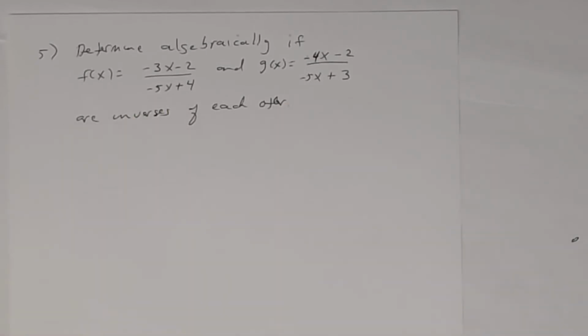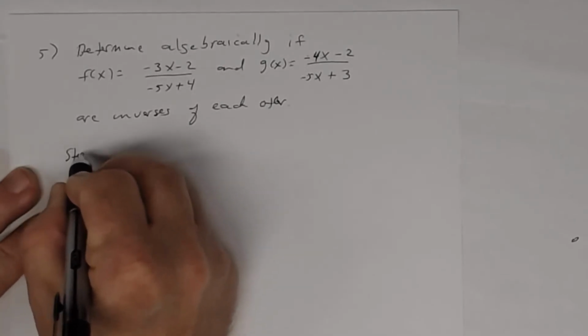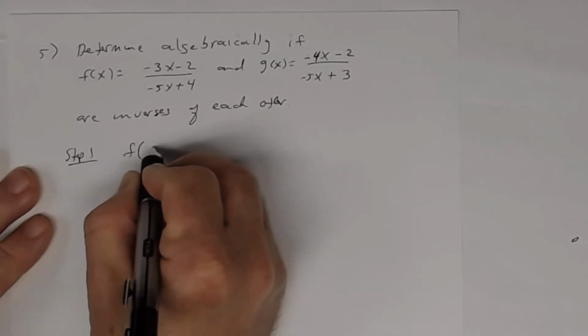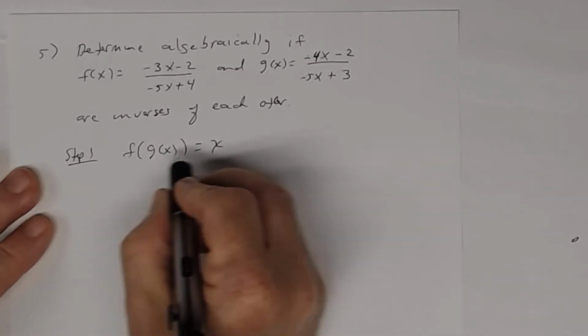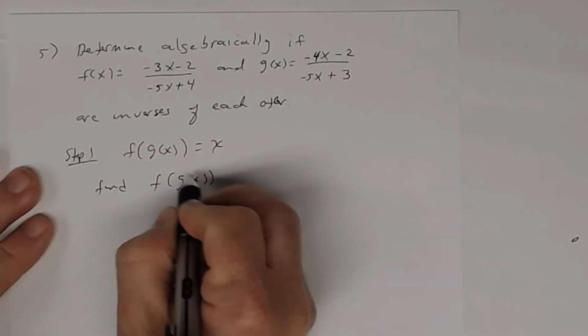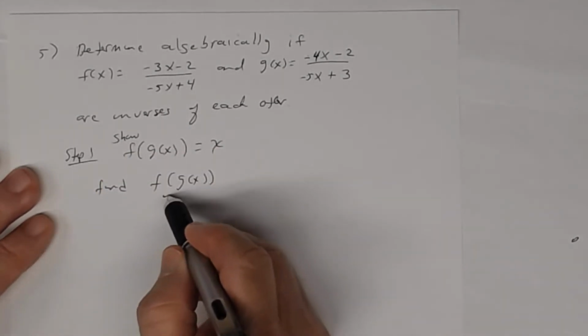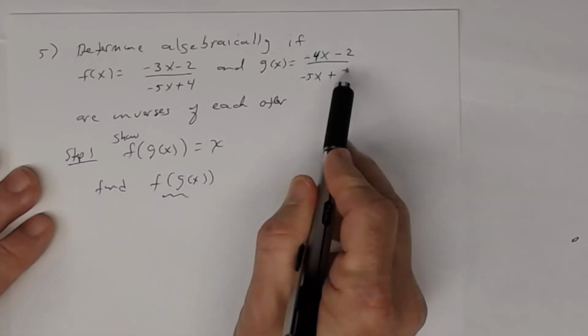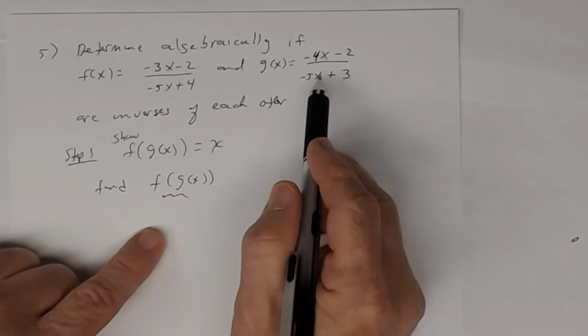So remember, when determining whether two functions are inverses of each other, you have to show those two steps. So step one, you have to show that f of g of x is equal to x, right? You must show that. So we have to find f of g of x. So again, that's one of the things you must show. So g of x is this right here. Now don't let that scare you off. It looks complicated, but it's not. All right, you can deal with this.